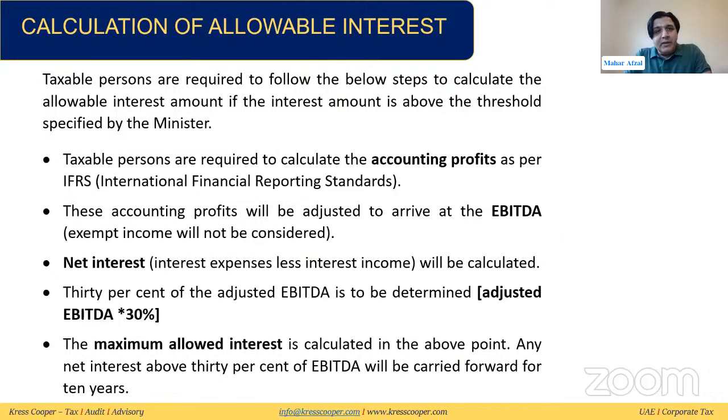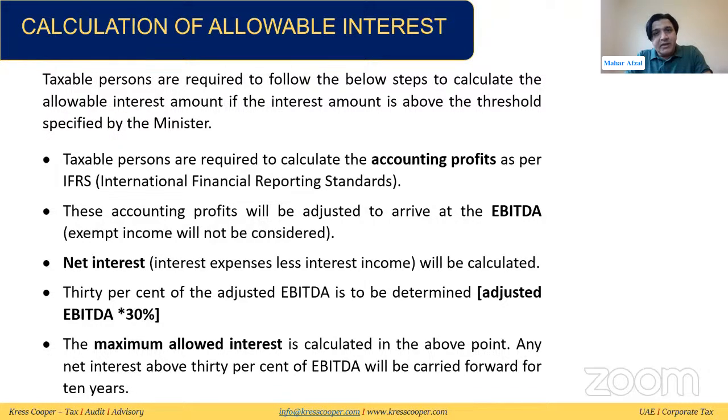How can we calculate the allowable interest amount? The simple principle is that taxable persons are required to calculate their accounting profit as per the applicable IFRS. We know that the international financial reporting standards are applicable in UAE. So businesses or taxable persons will be liable to calculate their accounting profit as per IFRS. Then they need to adjust their accounting profit, and the main adjustment, as we discussed, will be exempt income. While calculating the accounting profit, exempt income will be added. Then we need to deduct this exempt income from the accounting profit to arrive at the EBITDA.